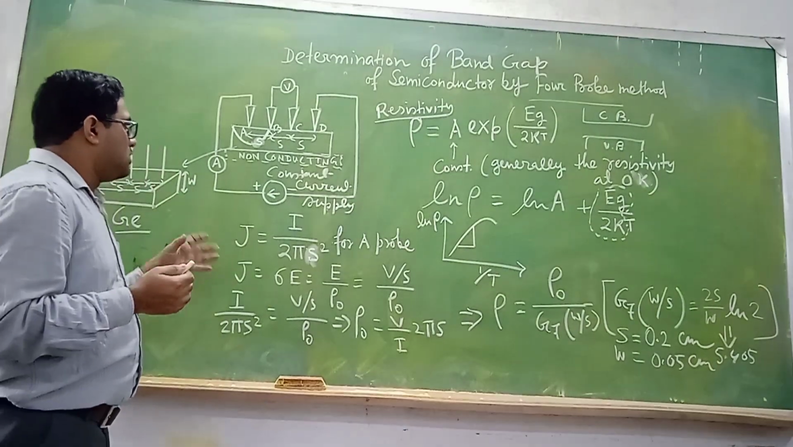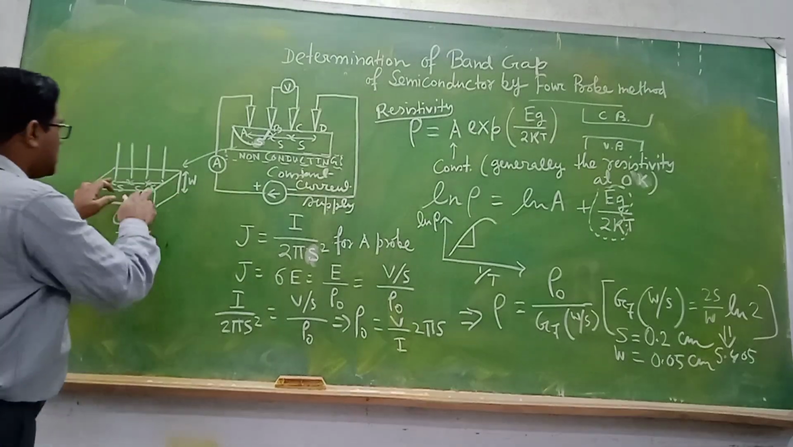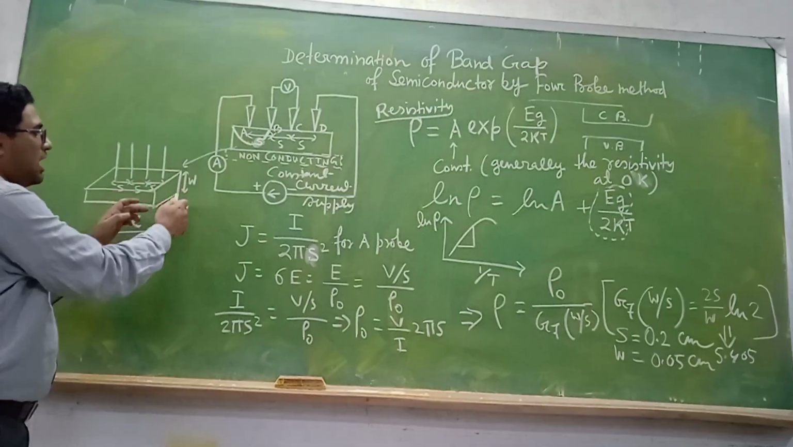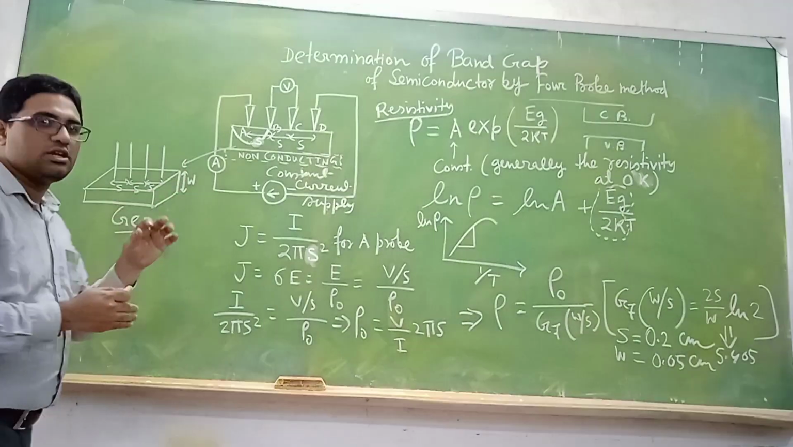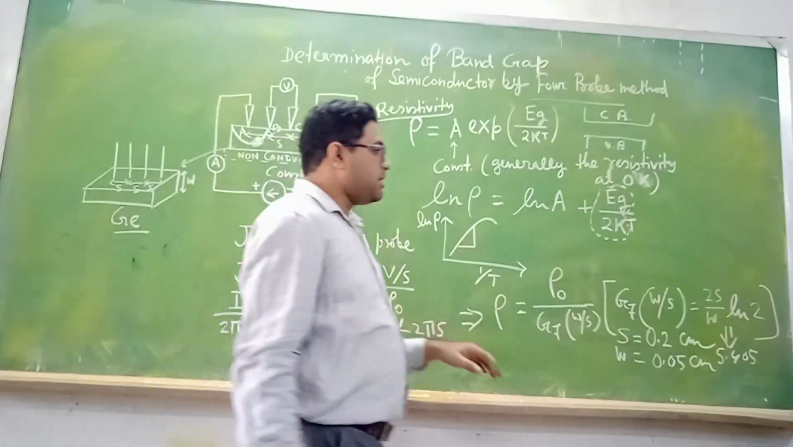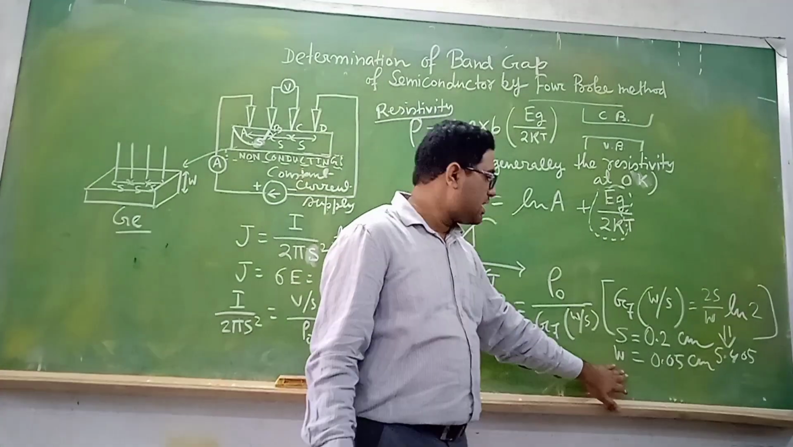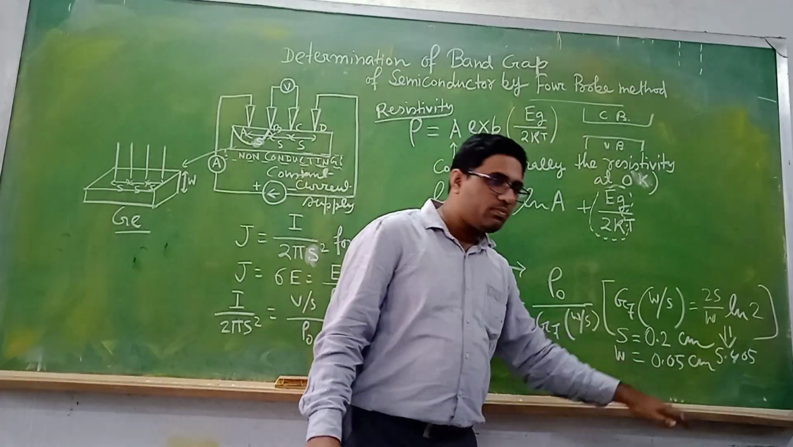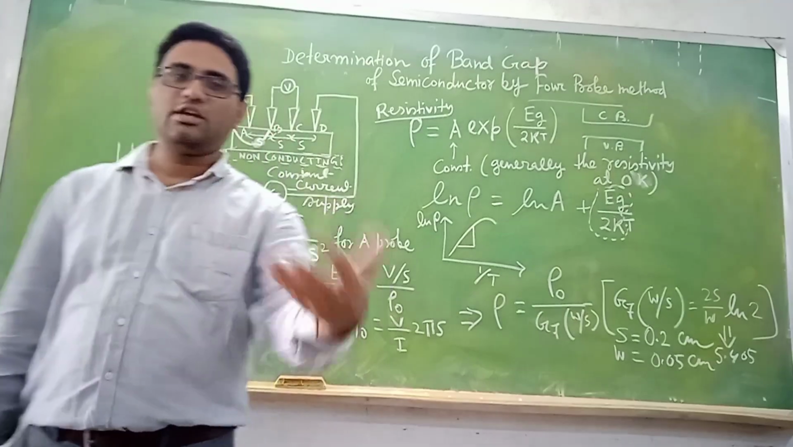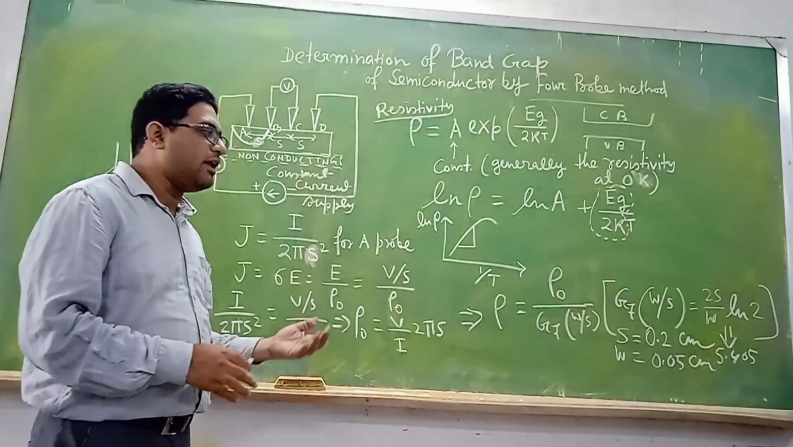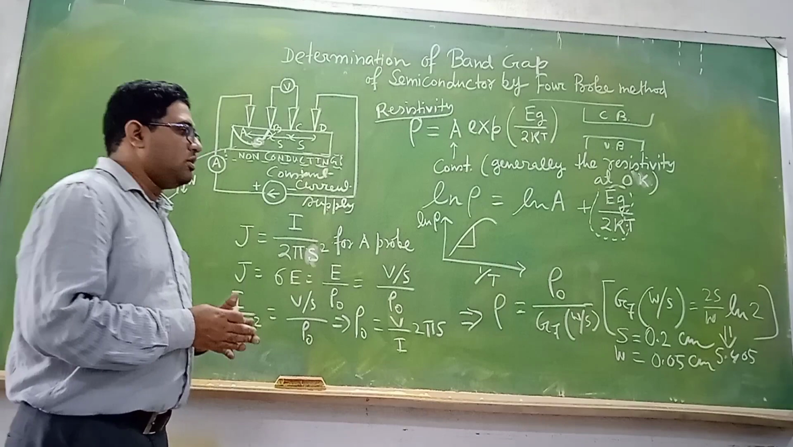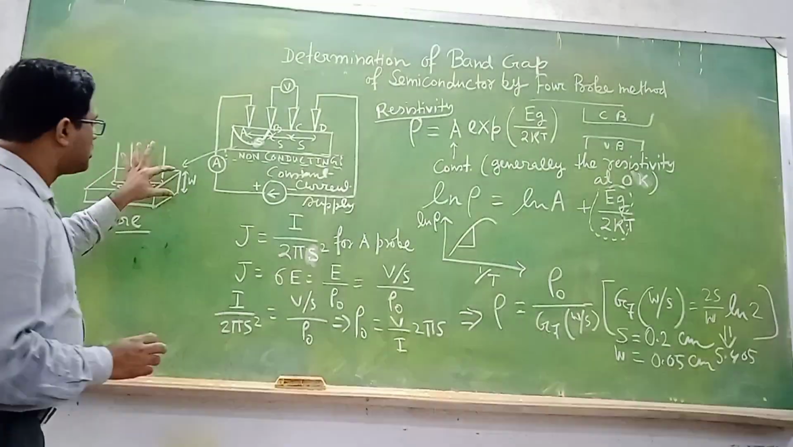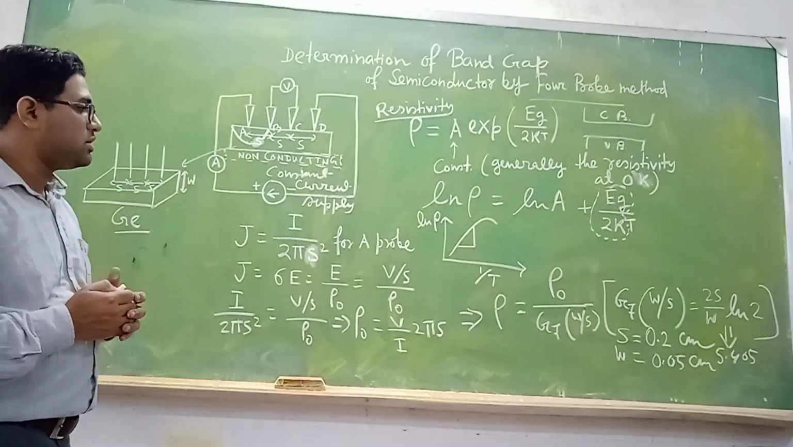Okay. Now here the distance between the probes you can see is uniform, and that is S, and the width of this germanium wafer is W. In the experiment we are setting the S and W values like this: S equal to 0.2 centimeter and W equal to 0.05 centimeter. The manufacturer gives it like this. This is the standard value we are setting. So the distance between the probes here is 0.2 centimeter and the width is 0.05 centimeter.